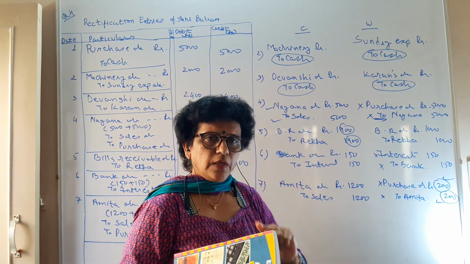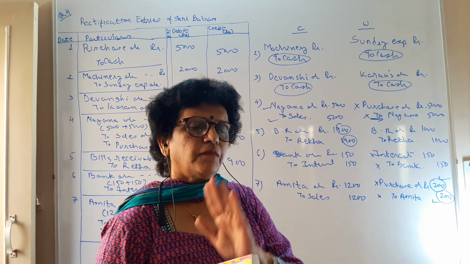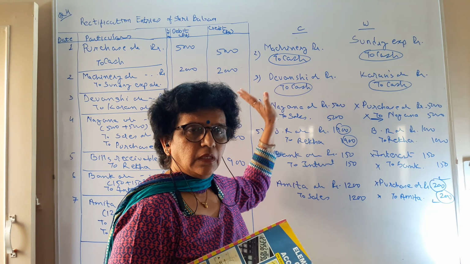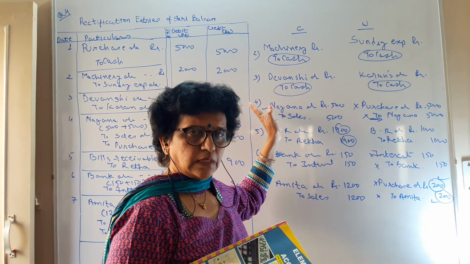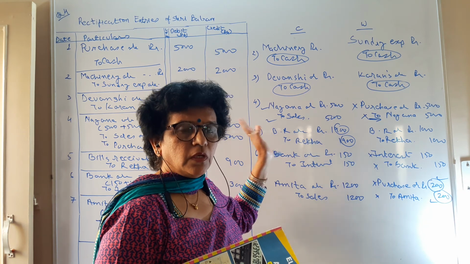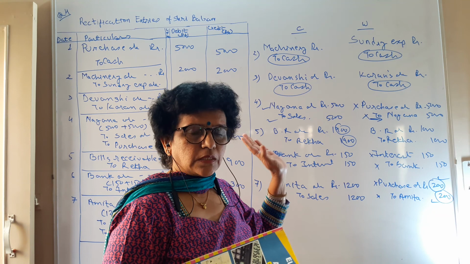So today we have done the questions related to errors not affecting trial balance. All the errors: error of principle, error of omission, compensatory error, error recorded in a preliminary book, primary book. All these types of questions we have done today and you must have understood.